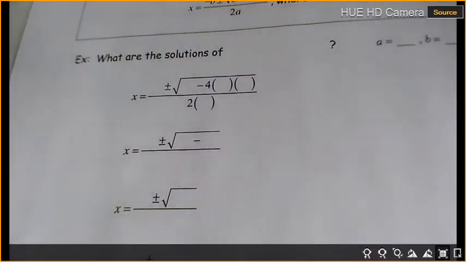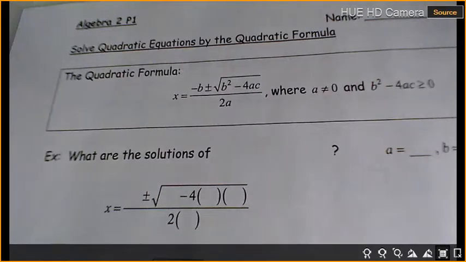We're looking right here at notes. We're going to go over just a little bit of a structure of how to do the quadratic formula. This should be review from Algebra 1, but that was a long time ago, so we'll make sure we go over this.